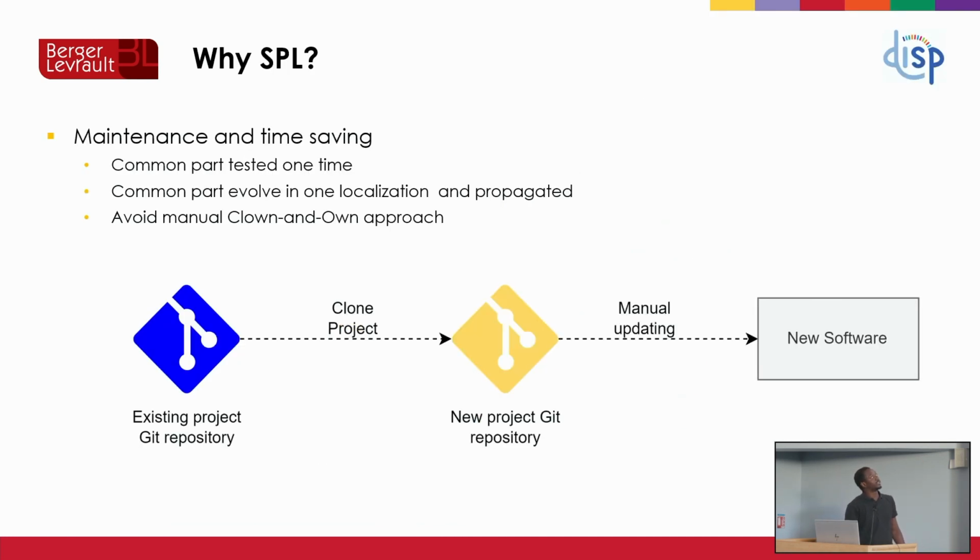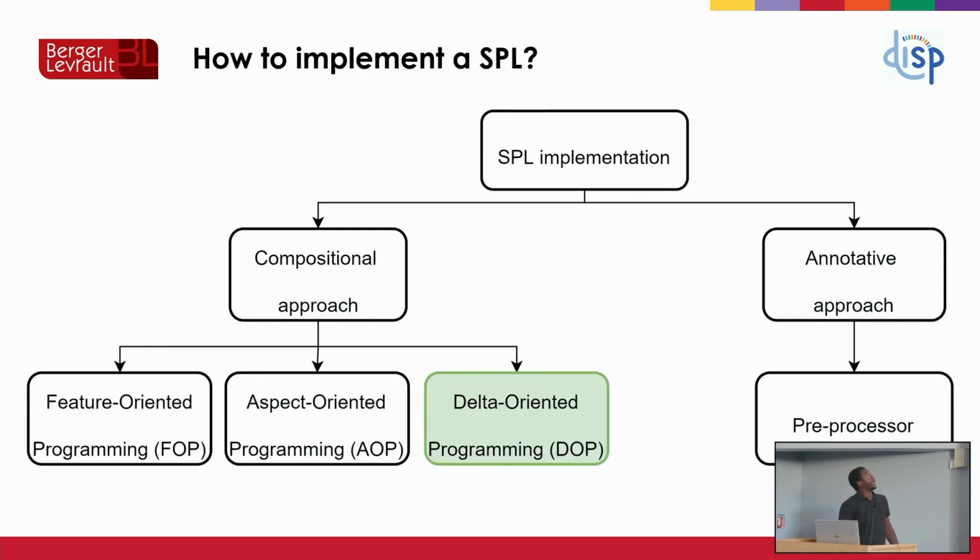The interest is that it avoids some bad practice caused by manual cloning in practice, because sometimes you have many projects that are similar and we maintain each project, test each project many times. The interest of using a software product line is that we can test and develop in only one location and after we can reuse. And we have many implementation paradigms, and our tool focuses on the delta-oriented paradigm.